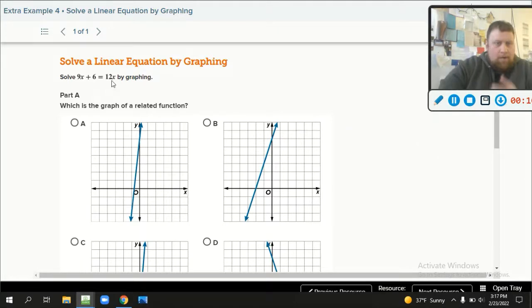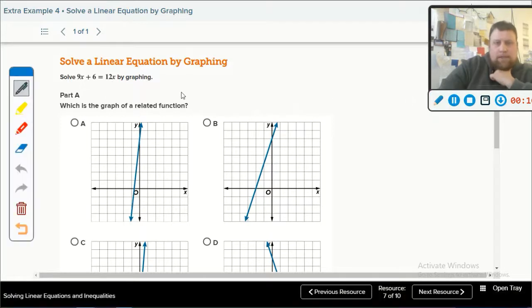Okay, solve 9x plus 6 equals 12x by graphing, okay? And which is the graph of the related function? So I'm just going to subtract 12x over. So when I subtract 12x over, what do I get? Minus 12x. And 9x minus 12x is negative 3x, and then it's plus 6. And I'm going to say, all right, f of x equals negative 3x plus 6.